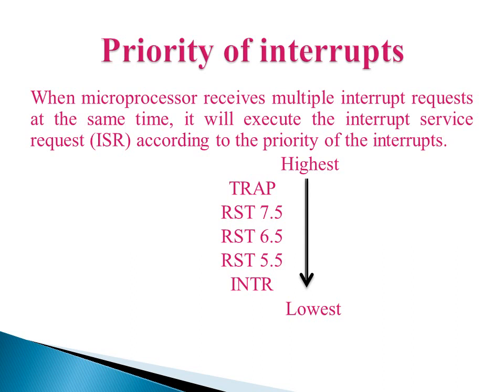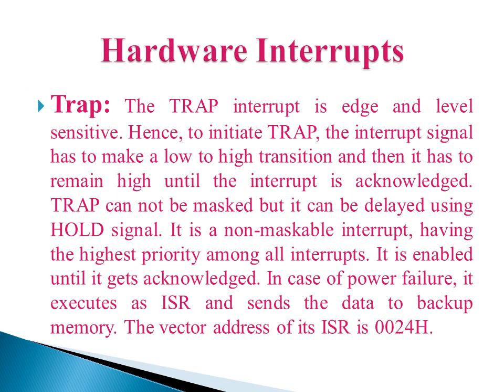When the microprocessor receives multiple interrupt requests at the same time, then it will execute the interrupt service routine according to the priority of the interrupt. Trap has the highest priority and INTR has the lowest priority. From highest to lowest, the interrupts come as follows. First is trap as the highest priority, then RST 7.5, then RST 6.5, then RST 5.5, then INTR.